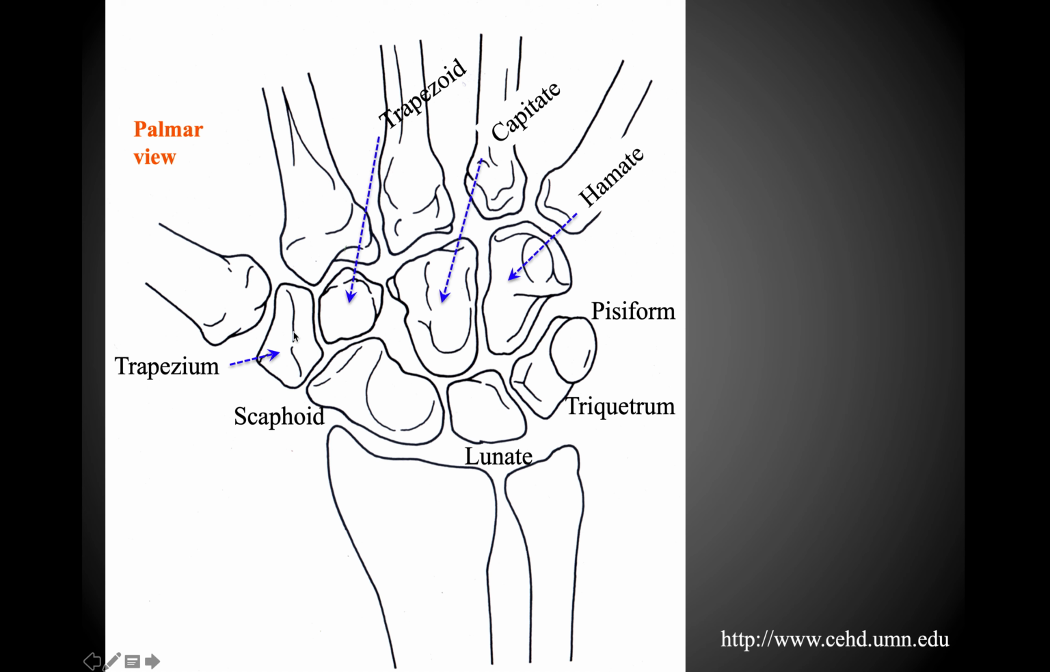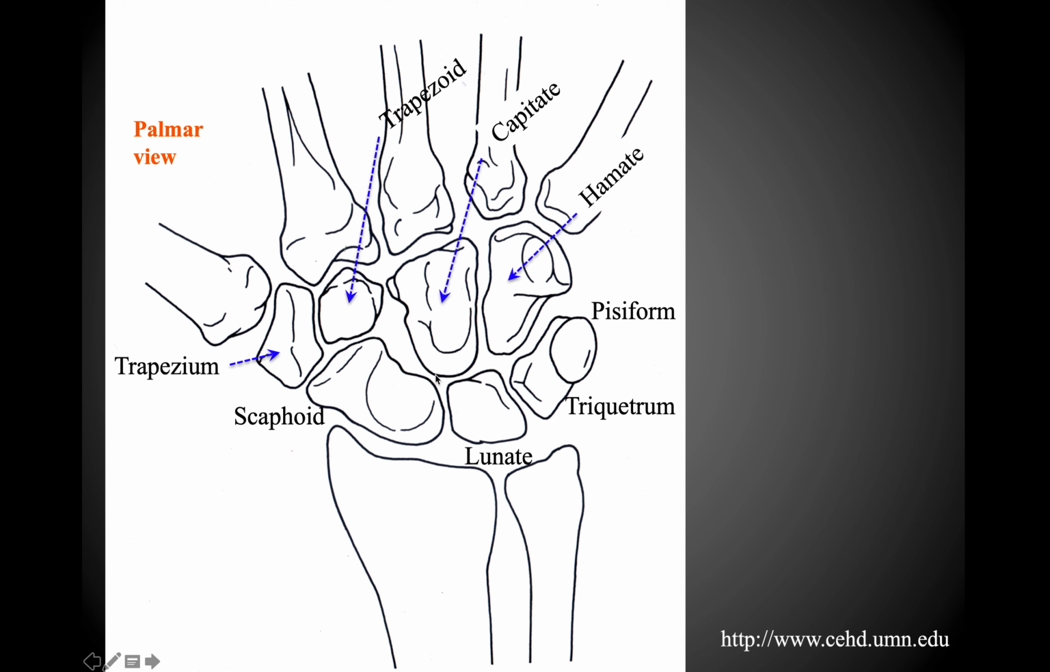Then coming back around to the lateral aspect of the hand, we can see the trapezium, which remember trapezium is next to the thumb. So the metacarpal of the thumb is going to form a joint with the trapezium. Next to that is the trapezoid, which is going to articulate with the second metacarpal.